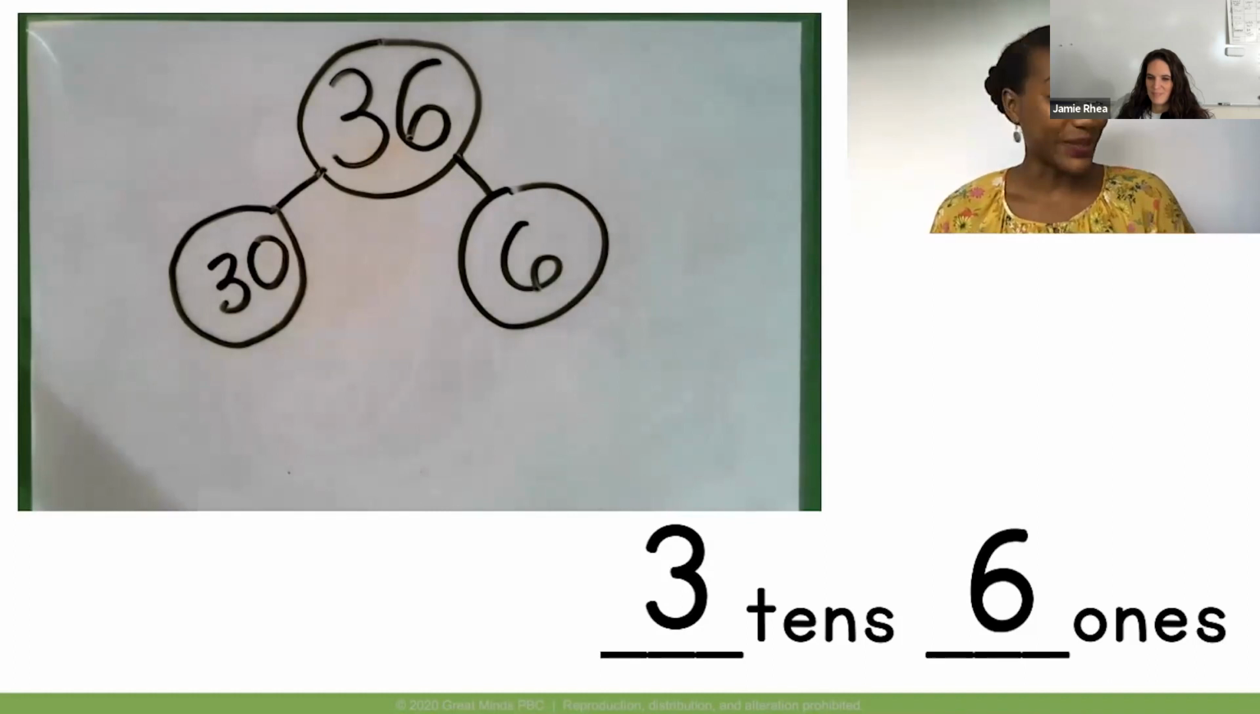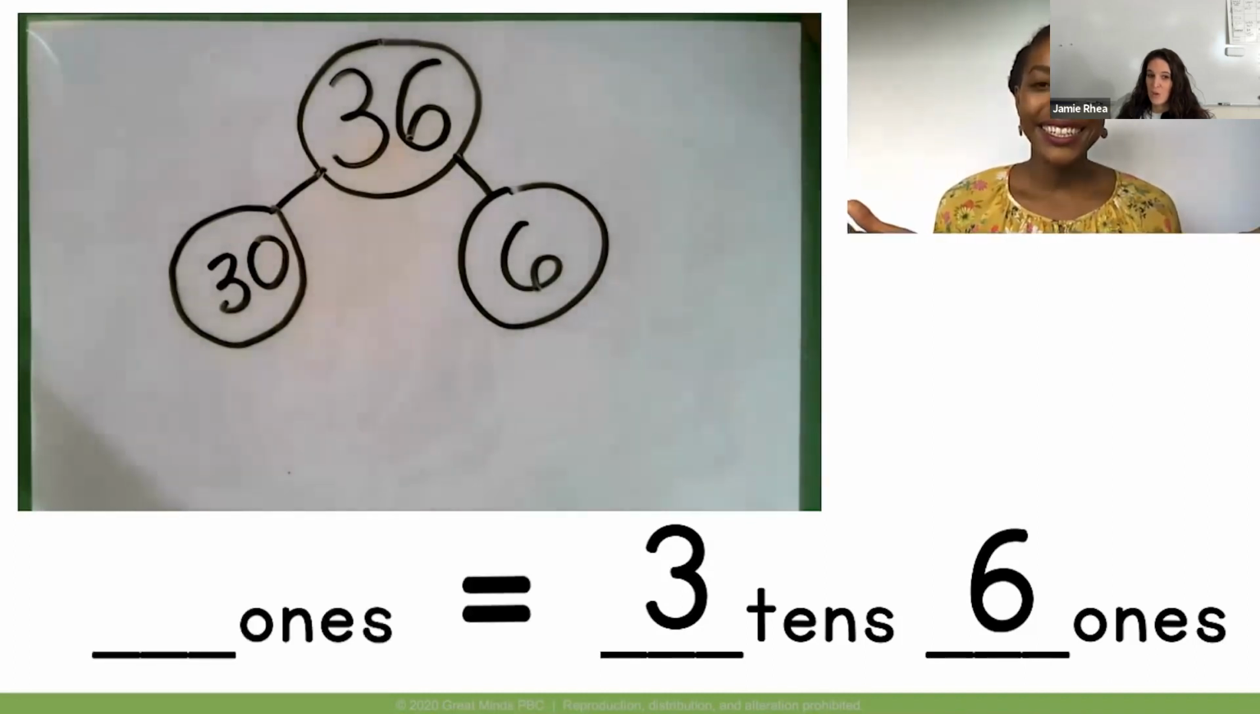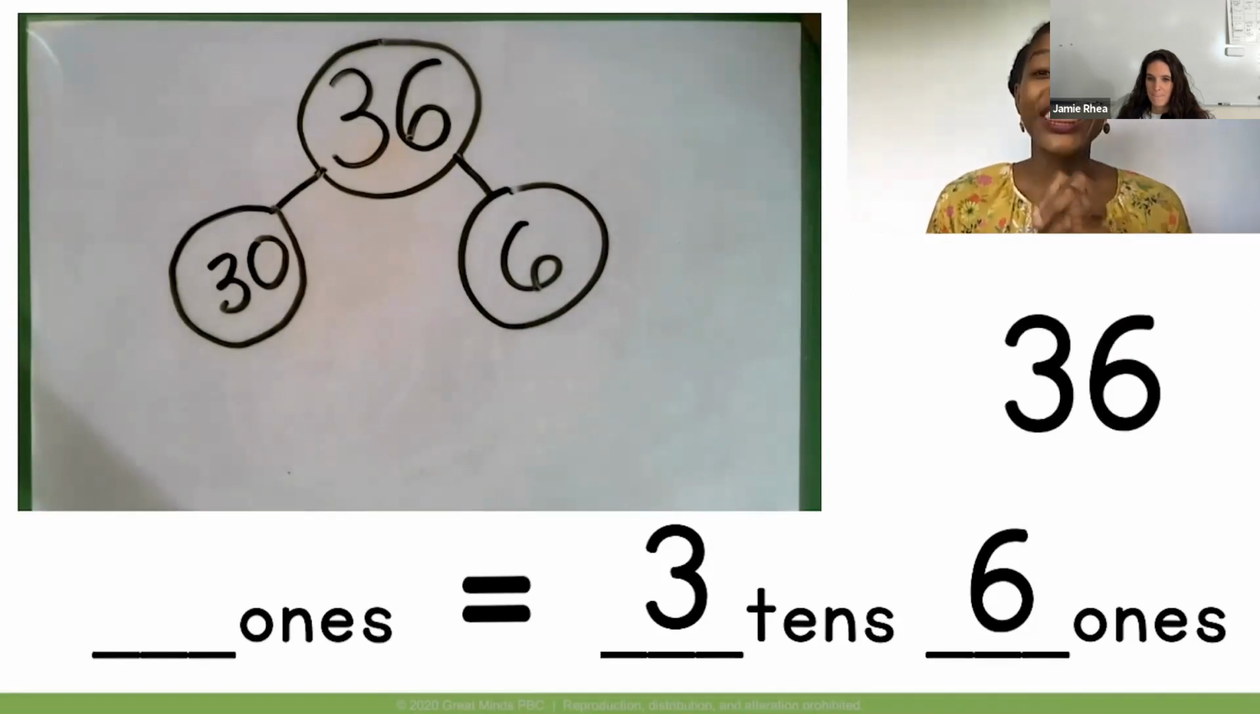Now, mathematician, let's wrap it all up. How many ones is that? We know that 30 plus 6 is 36. So it's 36 ones. If we put 30 and 6 together, we get 36.